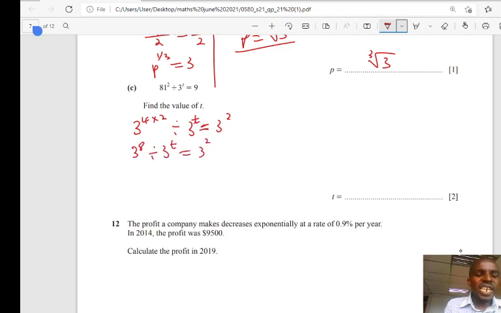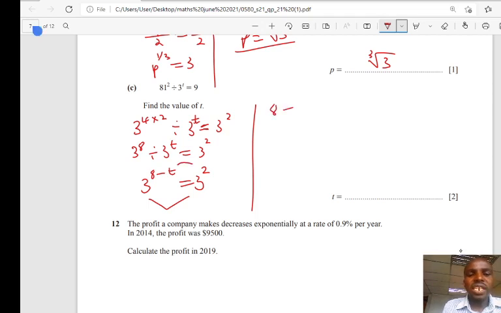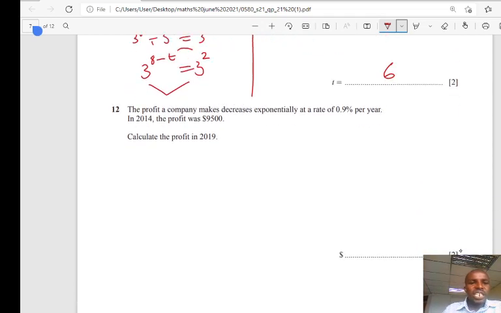Then you are dividing indices of the same base on the left side. What do you do? Maintain the base and subtract the powers. Maintain the base 3 here, subtract the powers. 8 minus t is equal to 3 squared. Same base means same powers, so just equate the powers. It will be 8 minus t is equal to 2. Then 8 minus 2 is equal to t. 6 is equal to t. So your t is equal to 6. Done. Next, question number 12.